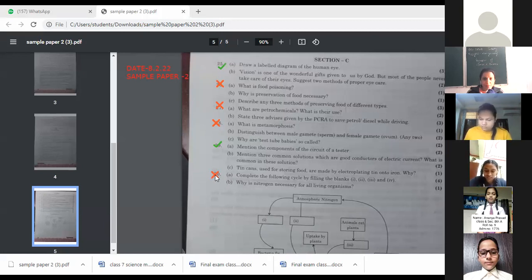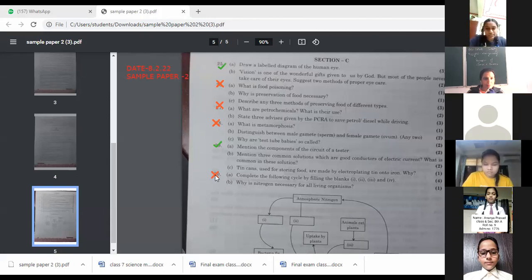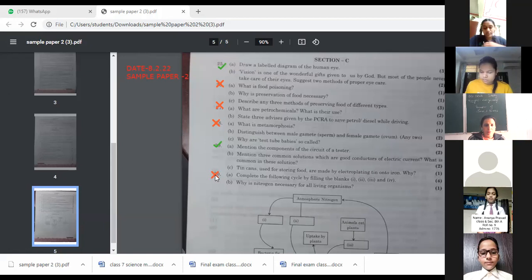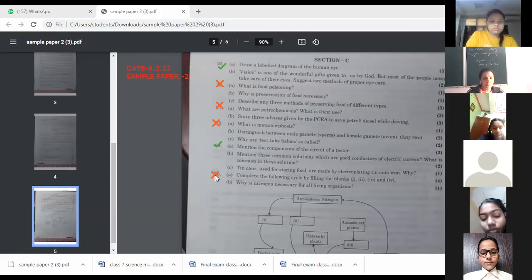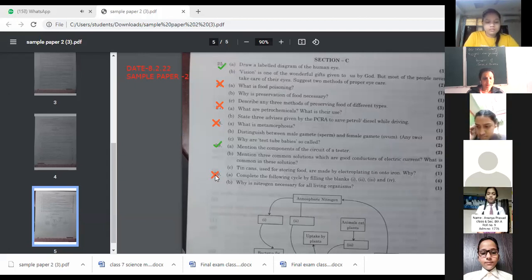Can you answer the B part? Mention 3 solutions which are good conductors of electric current. Yes, Ananya Kahra. Ma'am, when salt is dissolved in distilled water, we obtain salt solution, and that is also a good conductor of electricity. Okay, salt solution is a good conductor. What is common in all these solutions? Yes, Anshika? And vinegar and lemon are also good conductors. Yes, these are the solutions. So can you tell me what is common in these?